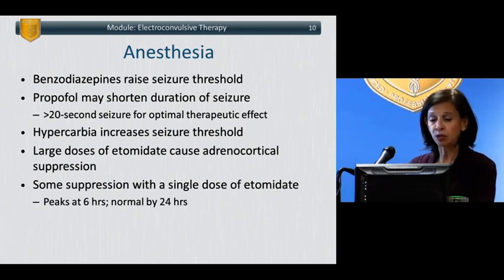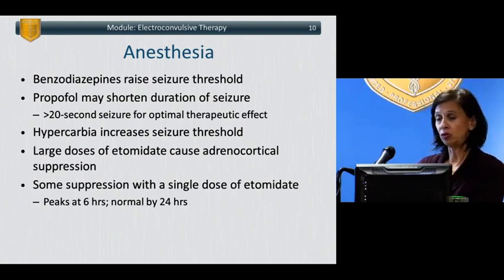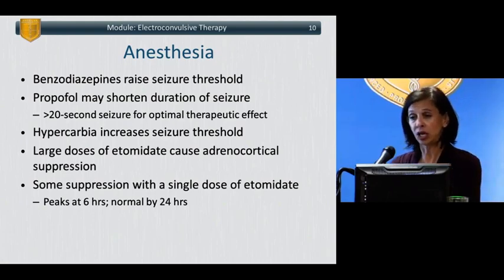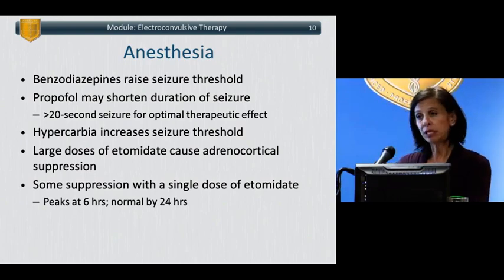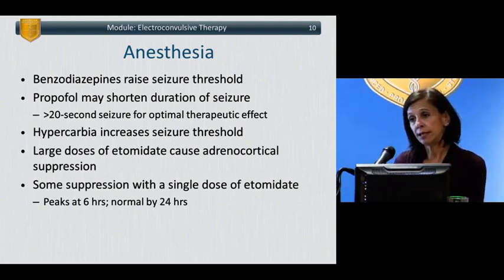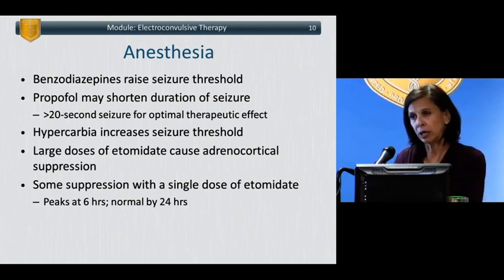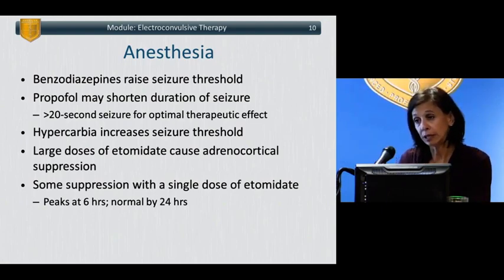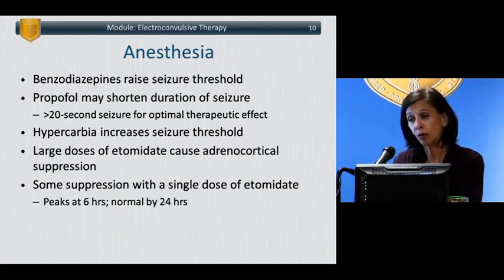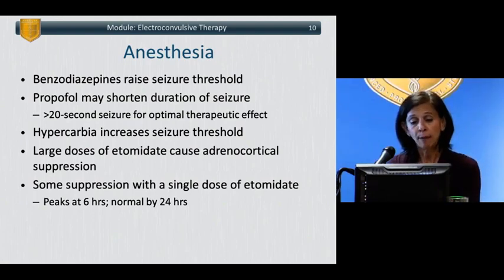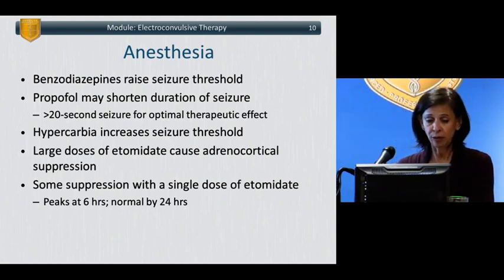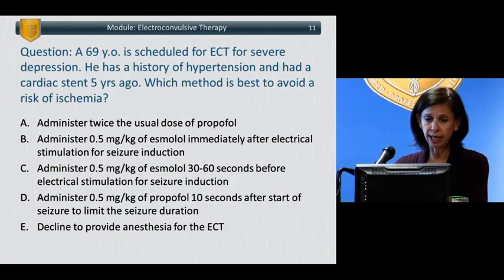Etomidate can be used as well. It has actually been shown not to change the seizure threshold. But the reason etomidate is not typically used, even though it has a favorable effect on the seizure itself, is because repeated doses can cause adrenal suppression. In fact, even a single dose generally causes adrenal suppression, but not clinically significant. Repeated doses would be a concern, because these patients come back every other day, often for weeks at a time. And the other thing is that etomidate causes nausea and vomiting, and that would not be very desirable.